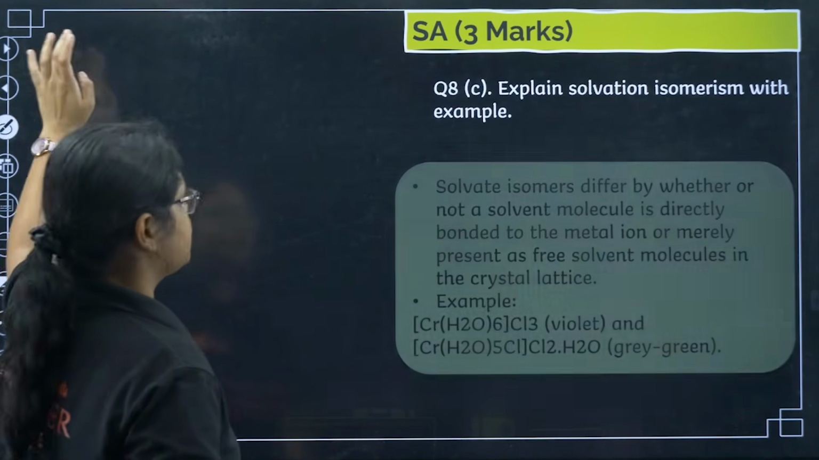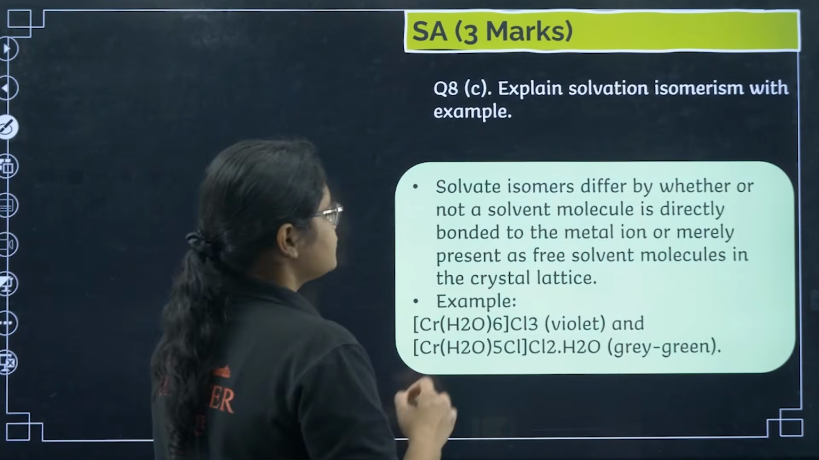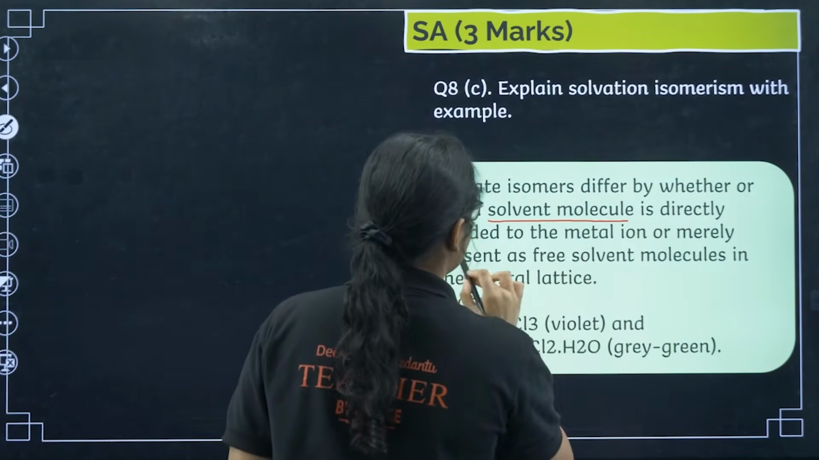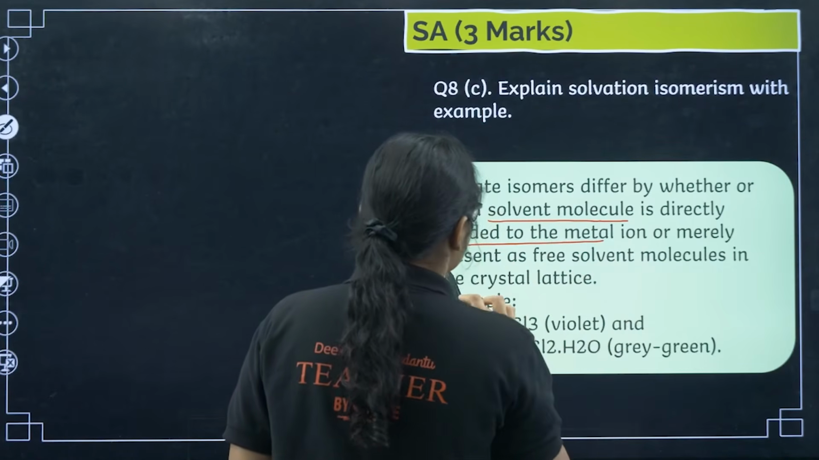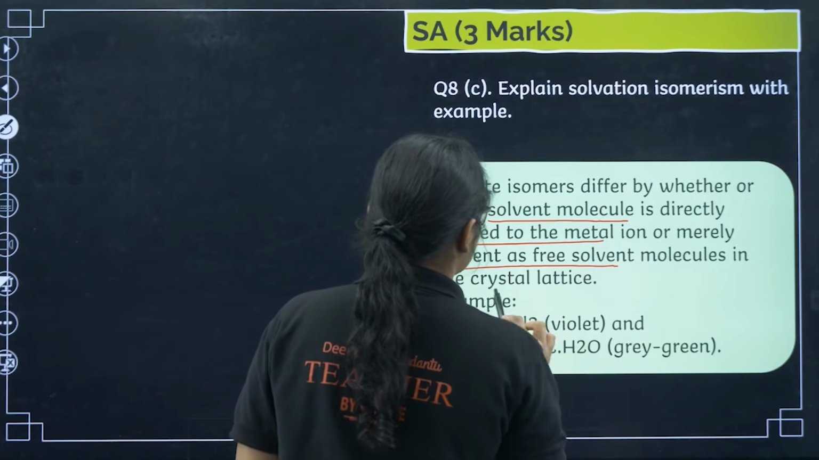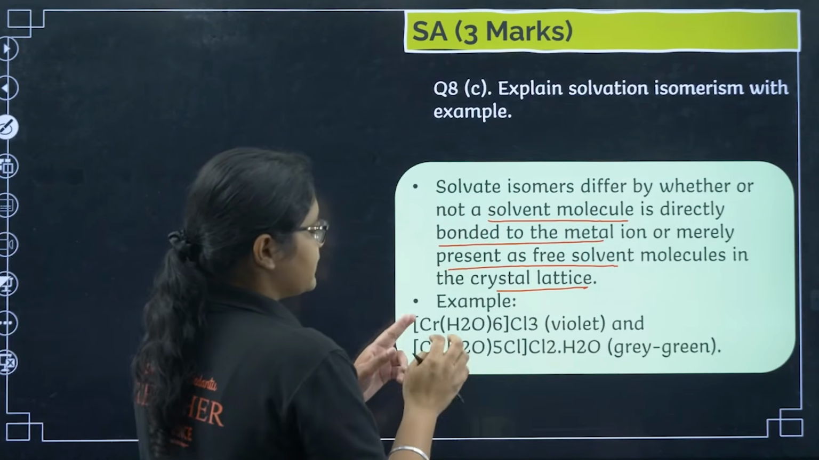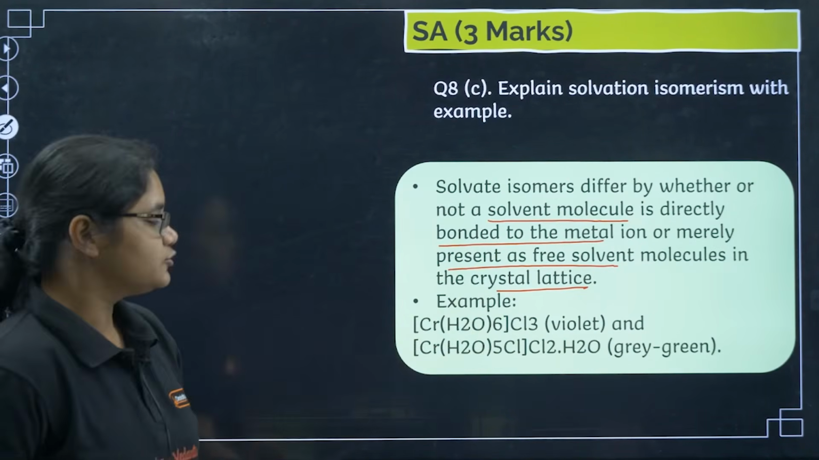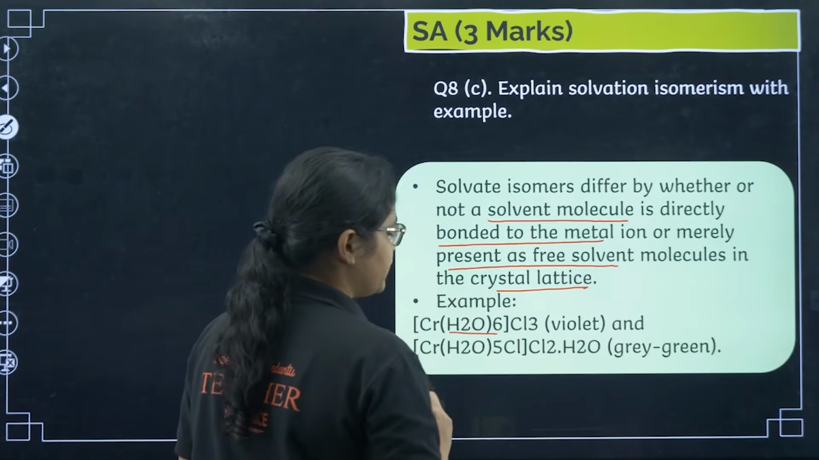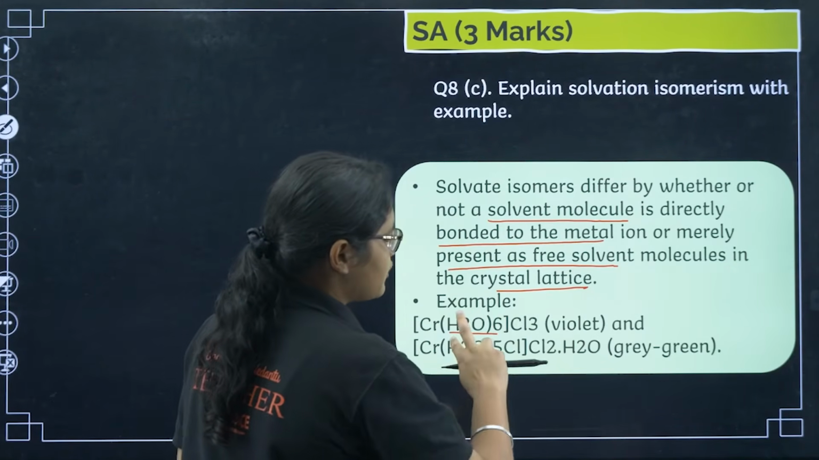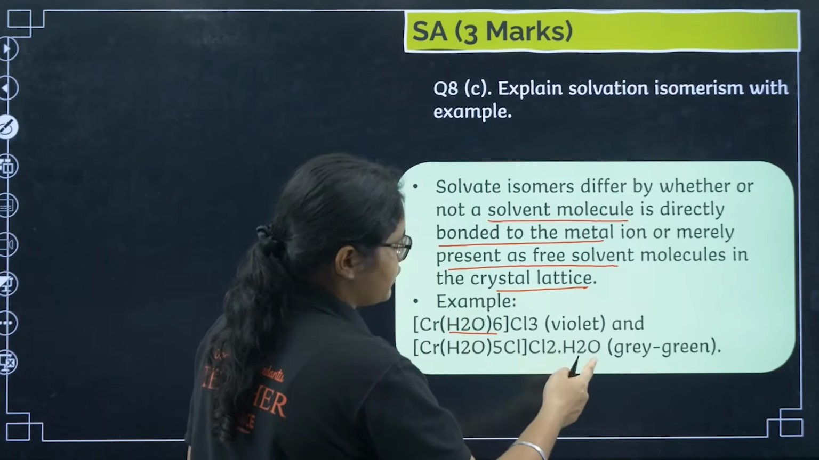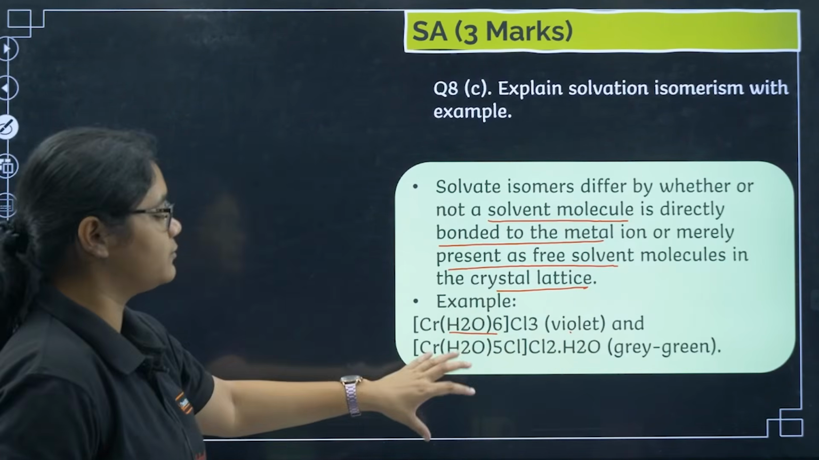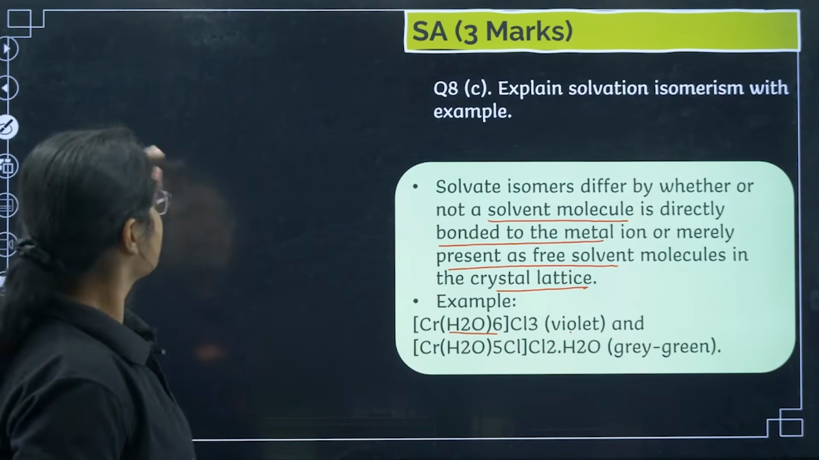Next we have solvation or hydration isomerism. So solvent isomers differ by whether or not a solvent molecule is directly bonded to the metal ion or merely present as free solvent molecules in the crystal lattice. Okay, so whether it is bonded to the metal directly or not. So here we have 6 water molecules, and if one of the water molecules comes out, this is another variant, the hydrated isomer of this particular compound.